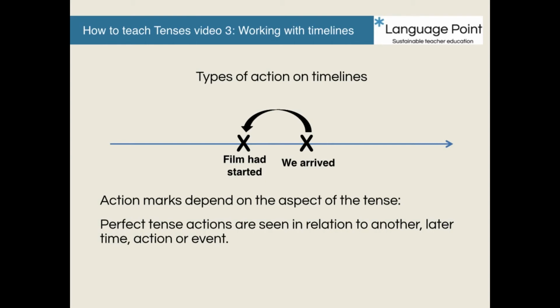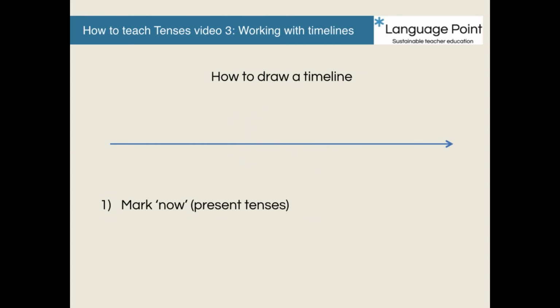So very simple. We can use crosses, lines, points, arrows, and they all display different aspects of how we see the tense. So how do we draw a timeline? Well, the first step, if we want to fix an action in time, is to identify where now is. Now is always a good starting point, because now is now, right? The students all share an understanding of now, and that helps to put the actions that we're teaching into a context.